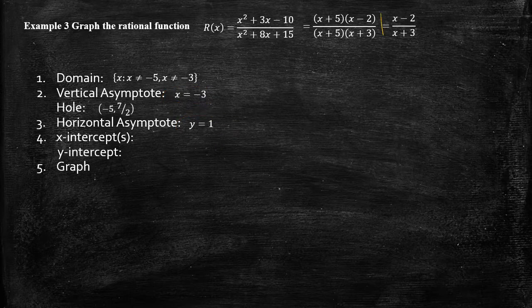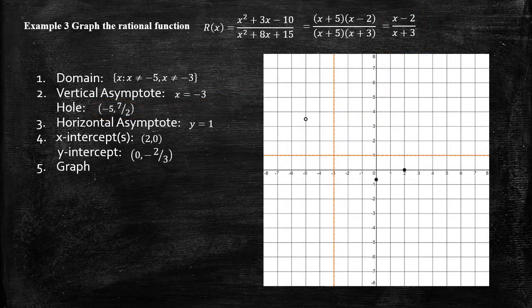Okay, and then here's the reduced form of our function, and this is where the 7/2 came from. So to get the hole, we're going to plug in negative 5 into the reduced form. So negative 5 minus 2 over negative 5 plus 3, that reduces to 7/2. Okay, and then we have our x-intercept and our y-intercept.